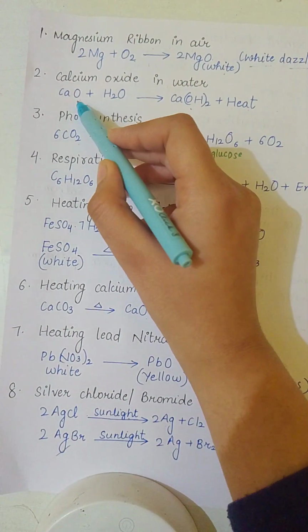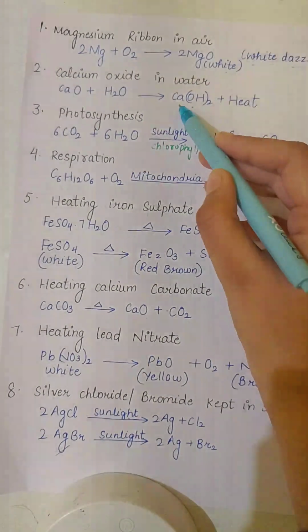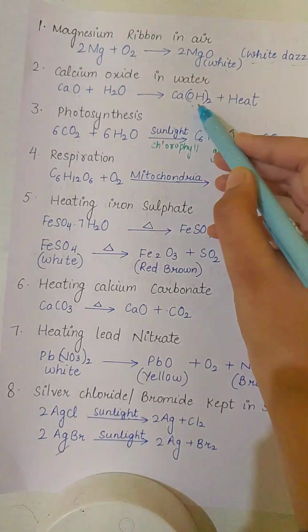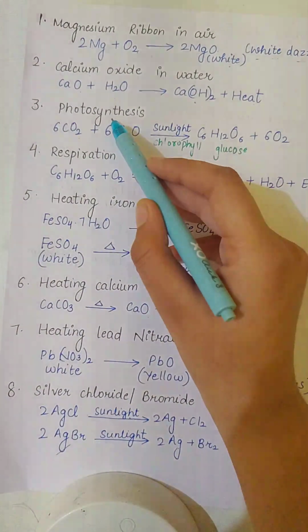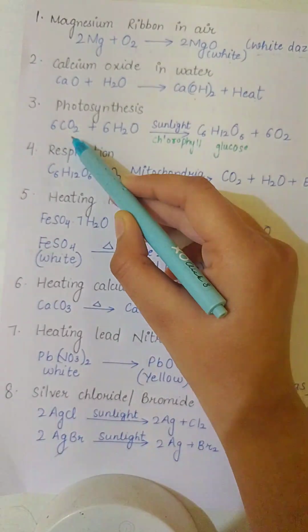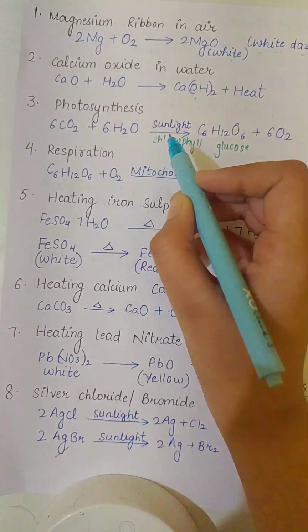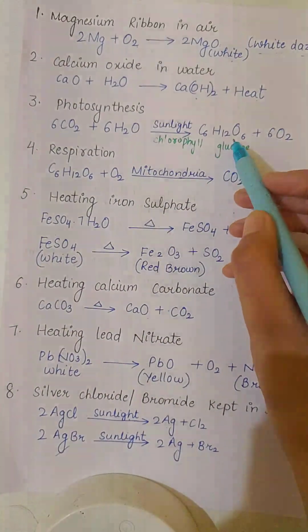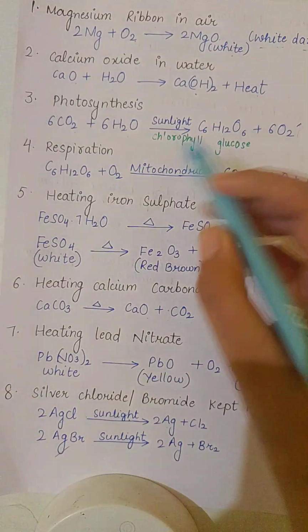When calcium oxide reacts with water, it gives calcium hydroxide. Ca(OH)2 is calcium hydroxide and heat is evolved. And the next reaction is photosynthesis. Carbon dioxide reacts with water in the presence of sunlight and chlorophyll. Then glucose is formed and oxygen is evolved in the air.